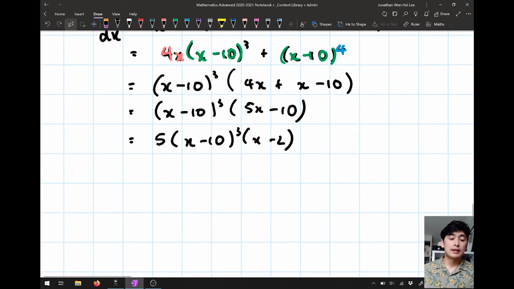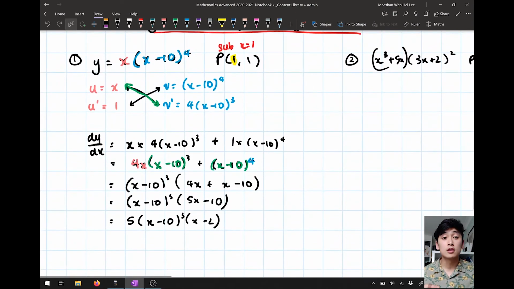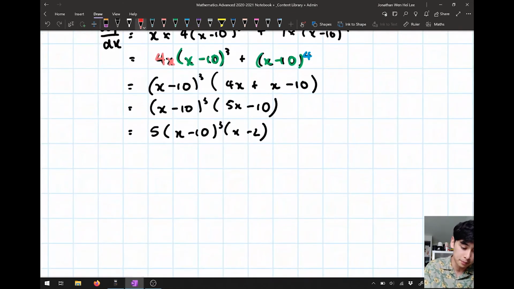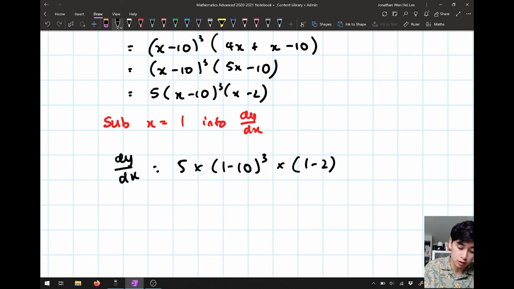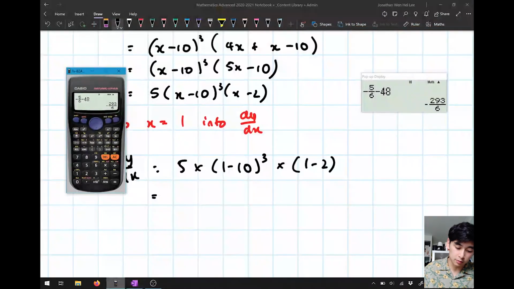Now the second part of this question was we wanted to find the derivative at P, which was the point 1, 1. Now for the point 1, 1, as it turns out, the point 1, 1 isn't actually on this particular function, which is a little awkward. But if we're trying to find the gradient at any particular point, we just sub in the x value at that point. So here I'm going to sub x is equal to 1 into my derivative. So let's do that. dy on dx is equal to 5 times 1 minus 10 to the power 3 times 1 minus 2.